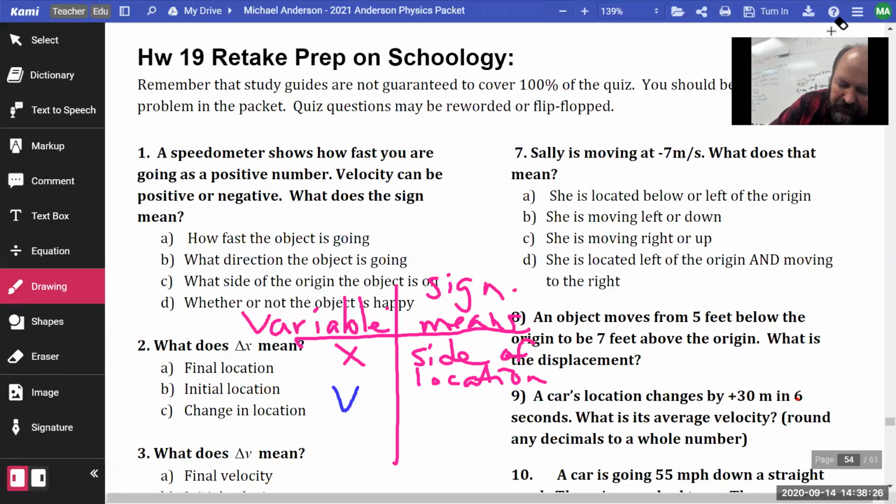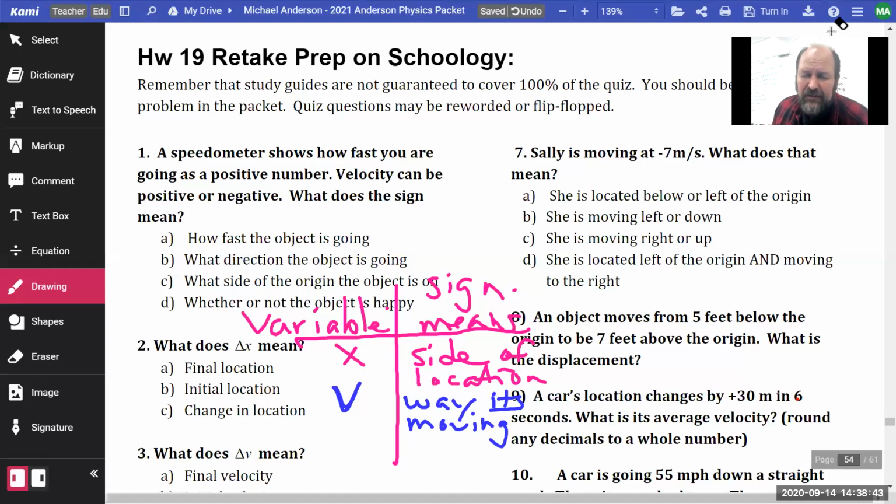Then the v, its sign tells us which way it is moving. Is it moving to the left or is it moving to the right? It doesn't tell us anything about where it is located. Is it over here or is it over there? Well, we don't know, but we know whether it's moving left or moving right. It could be way over there, moving to the left, or way over there, moving to the left. We don't know. The negative sign would be moving to the left.